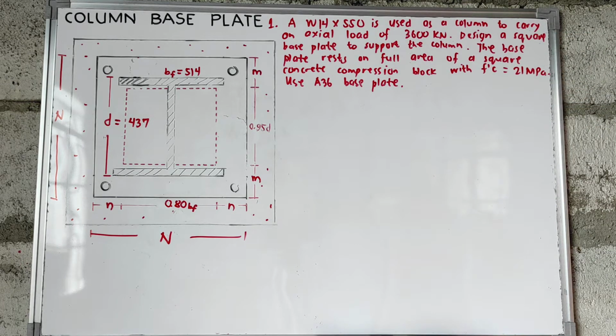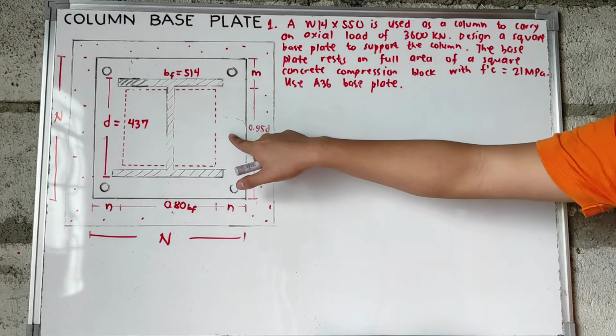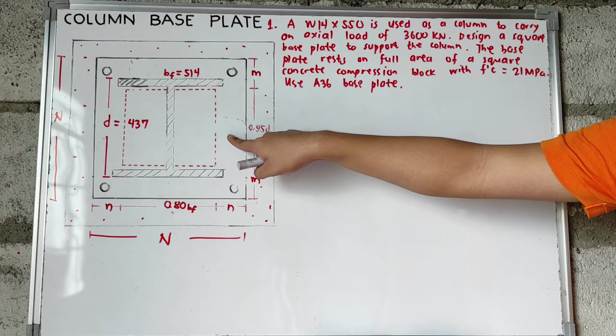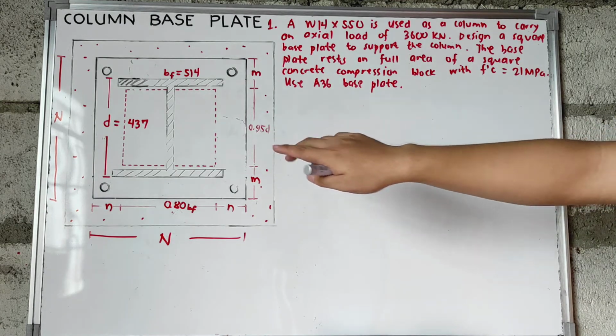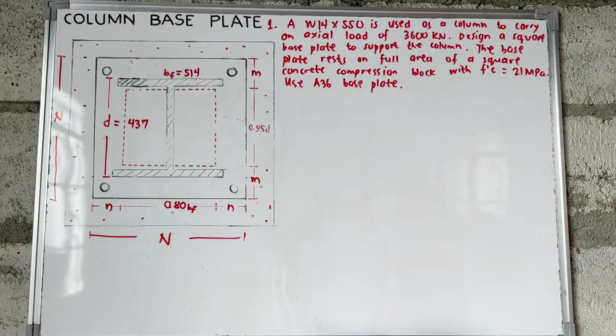The base plate rests on full area of a square concrete compression block with F prime C equals to 21 megapascal. So, sinabi dito sa problem natin, yung A1 natin, which is yung dimension ng base plate natin, covered niya yung entire area ng concrete compression block natin. So, the value of your A1 is equal to A2.